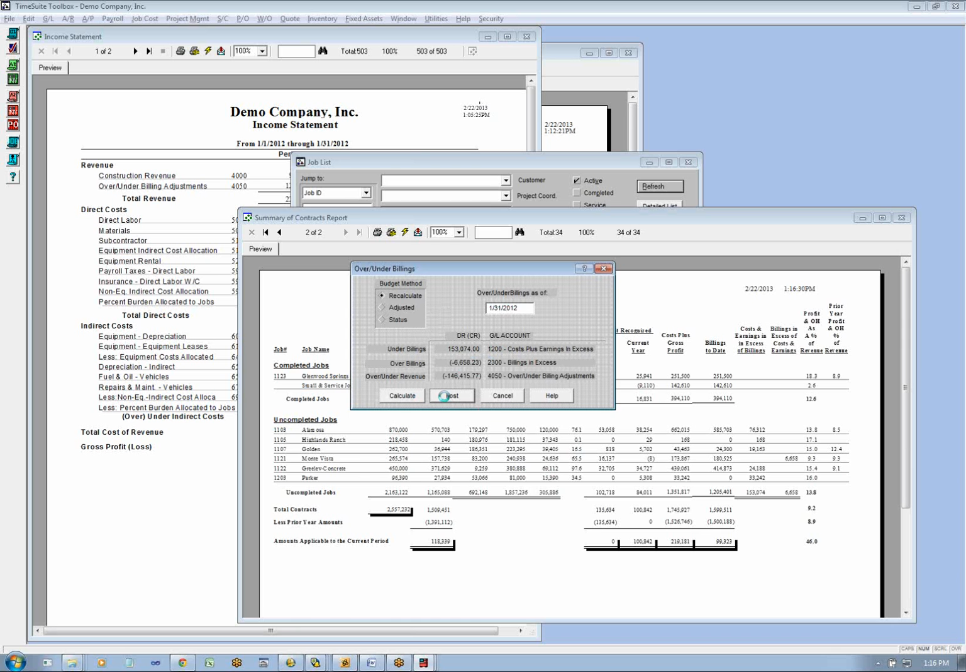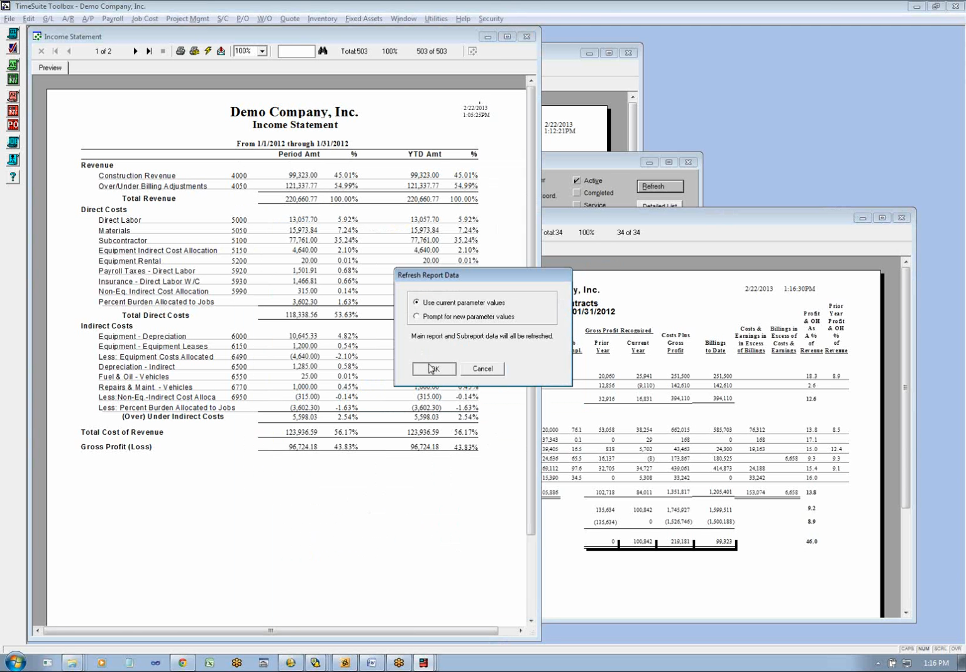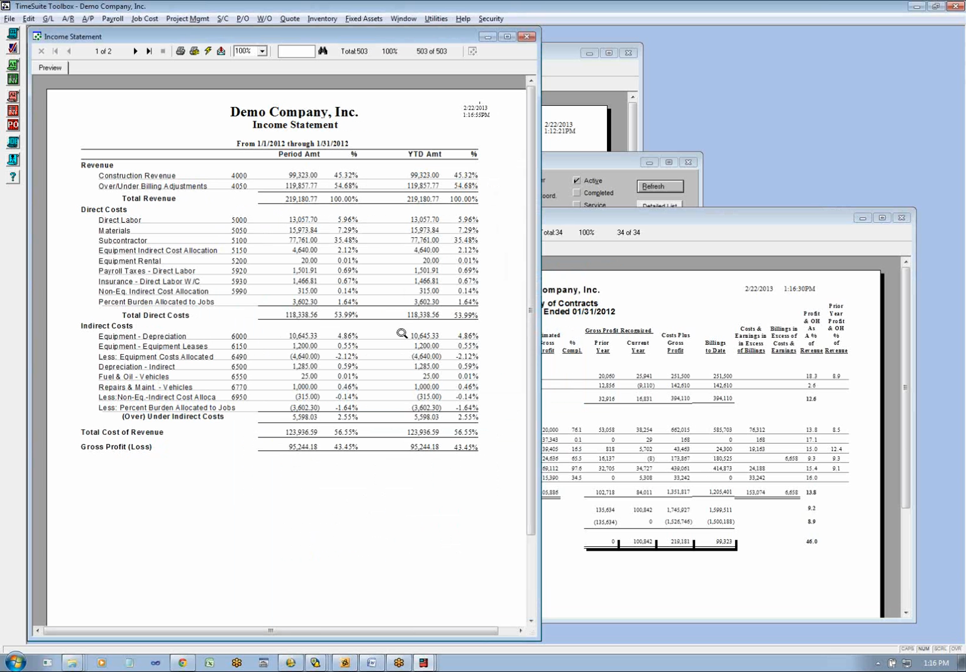See the 153.074 and post it. So now you've run a change through your summary contracts and your financial statements in a matter of seconds, where that would take a while if you were doing it by hand. For some reason, we're tying in perfectly now. Maybe I didn't refresh the report before, so the revenue does tie in perfectly. And you should expect that to happen.